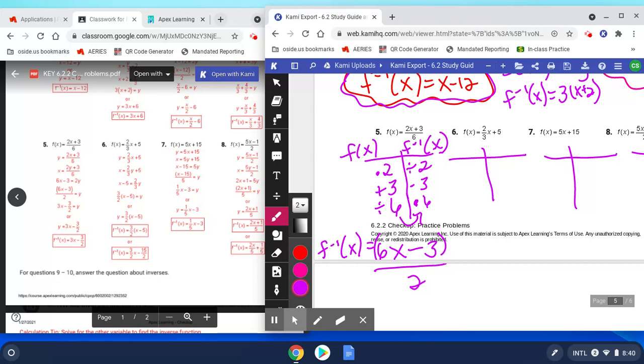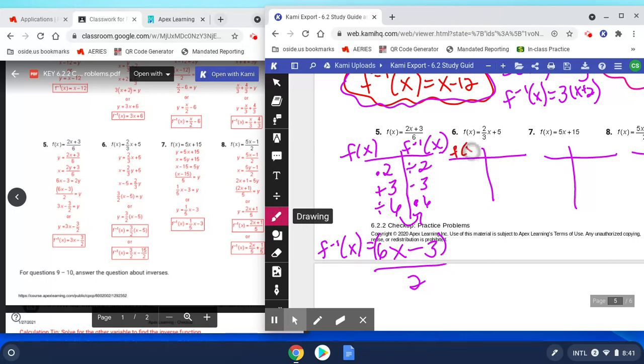Now look at the answer over here on the Apex key for number 5. Look at how they took it a step further, and they took half of 6, and they took half of 3, and their equation is 3x minus 3 halves. This equation is correct, and the Apex key is correct. Those are equivalent equations. They're just a different way of writing it. All right, let's go do the next table.